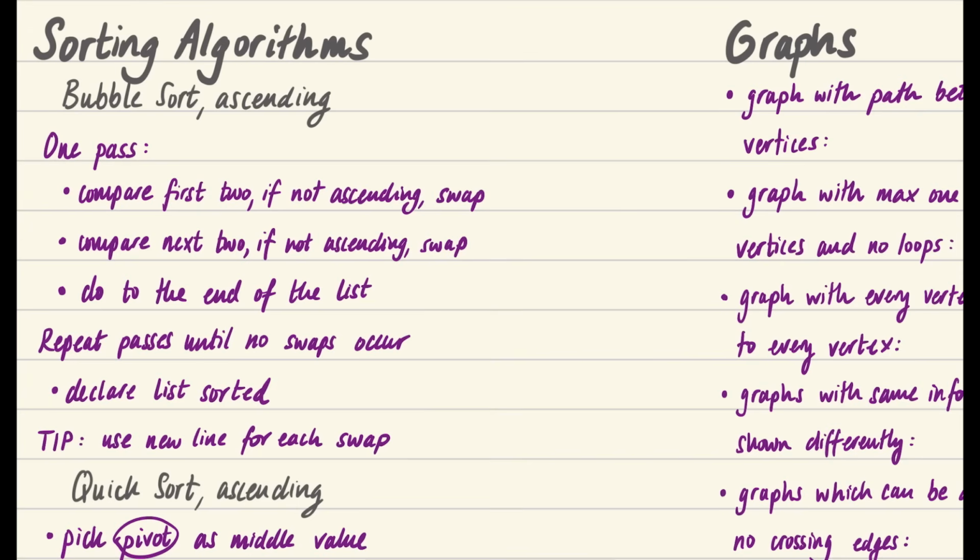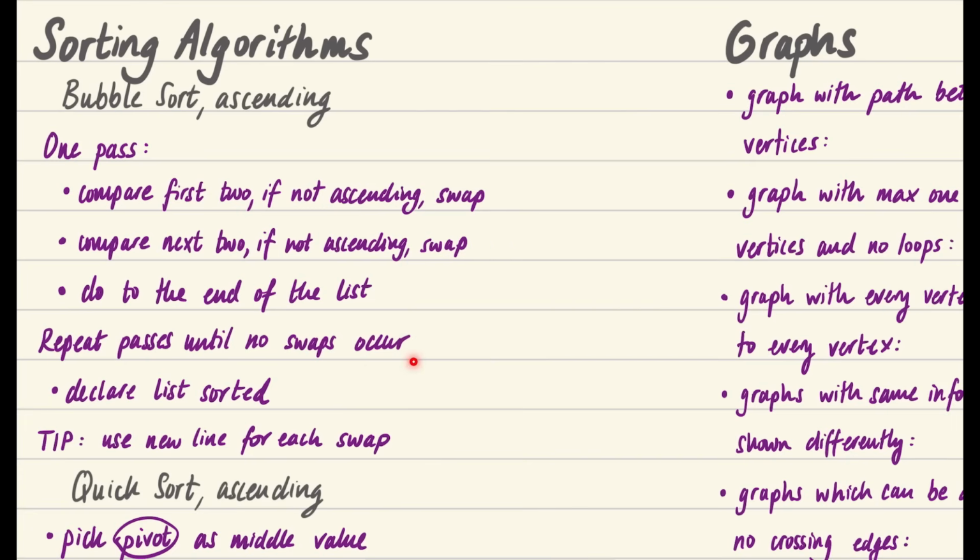So for one particular pass, you compare the first two numbers that you've got, or first two things, whether it might be alphabetical order. And if they're not ascending, you swap them over. You then compare the next two. If they're not ascending, you swap them over. And you do this until the end of the list, and that counts as one pass. You're going to repeat these passes until there are no swaps.